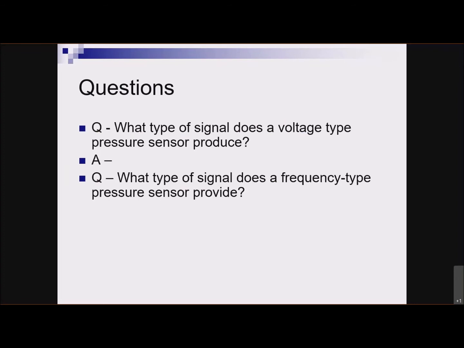What type of signal does a frequency type pressure sensor provide? Well, that's just a varying frequency. The voltage is the same. It might be 5, 0, 5, 0, 5, 0. How rapidly it switches will change based on the pressure.